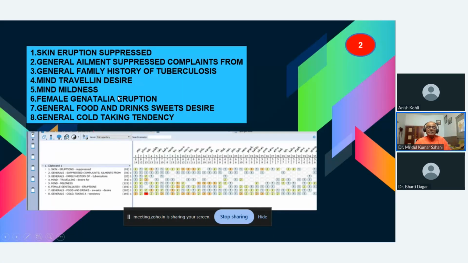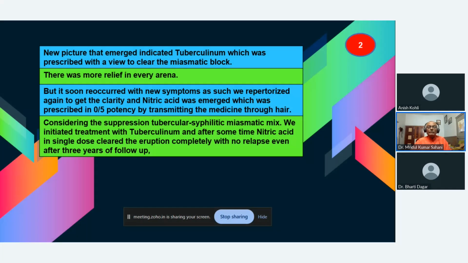So, skin eruptions suppressed. The rubrics came: skin eruptions suppressed, ailments from suppressed eruptions, family history of tuberculosis, traveling desire, mind, female genitalia eruptions, and food and drinks, sweets desire, and cold taking tendency. You can see that the new medicine that emerged was Tuberculinum, which was prescribed to clear the miasmatic block.